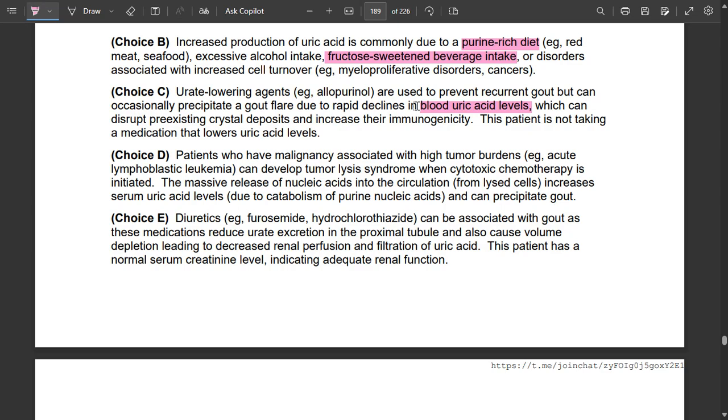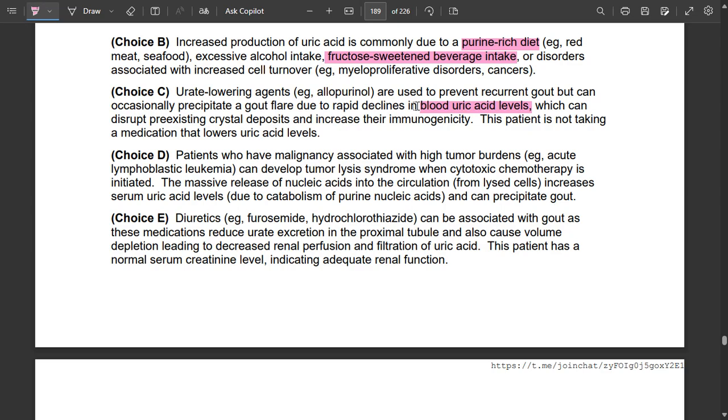Patients with malignancy and high tumor burden, like acute lymphoblastic leukemia, can develop tumor lysis syndrome when cytotoxic chemotherapy is initiated. Cytotoxic chemotherapy increases uric acid levels because it causes tumor lysis, with massive release of nucleic acid into the circulation from lysed cells, raising serum uric acid due to catabolism of purine nucleic acid, and can precipitate gout.